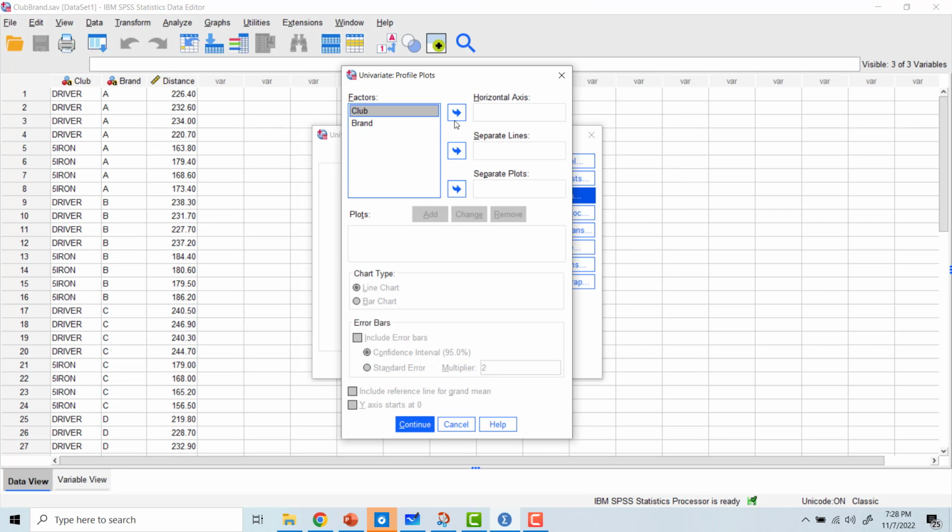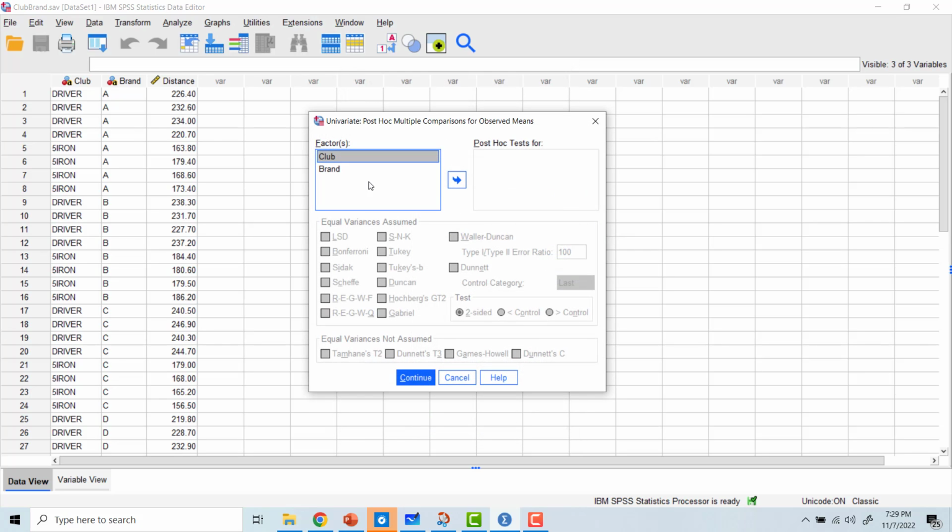Now we're also going to have some interaction plots. So let's just say that we're going to have club on the horizontal axis and brand on the separate lines, just like I drew in the previous video. One factor on the x, one factor on separate lines, and the dependent variable is on the y. Now let's just do the opposite. We get brand times club.